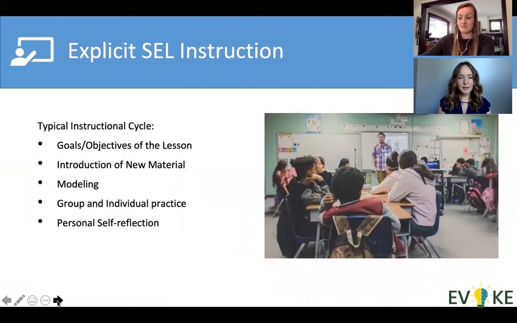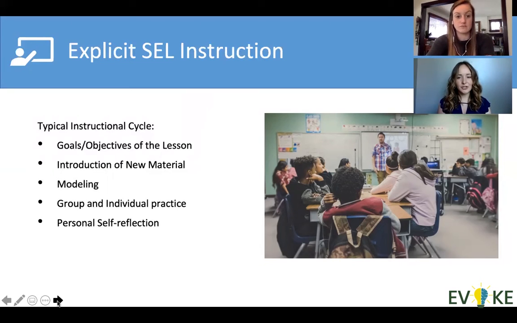So starting with explicit SEL instruction, because it forms the foundation, it really just follows the typical instructional cycle. What that looks like is, when you're teaching, you always first talk about the goals or the objectives of this lesson. Why is it important to learn this component of SEL? Why is it important to become self-aware?